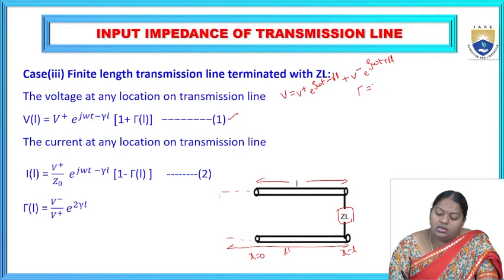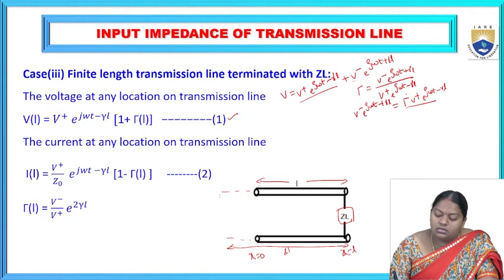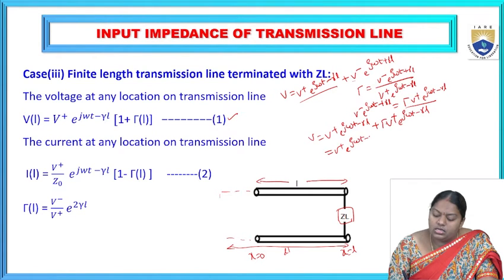Now, the reflection coefficient is given by the reflected wave to the incident wave, meaning the backward traveling wave to the forward traveling wave. That is V minus e power j omega t plus gamma L by V plus e power j omega t minus gamma L. If you simplify this, then V minus e power j omega t plus gamma L is equal to gamma into V plus e power j omega t minus gamma L. In this case, if you substitute V minus by this and take V plus e power j omega t minus gamma L as common, 1 plus gamma is left out.